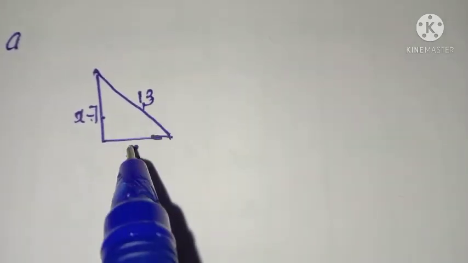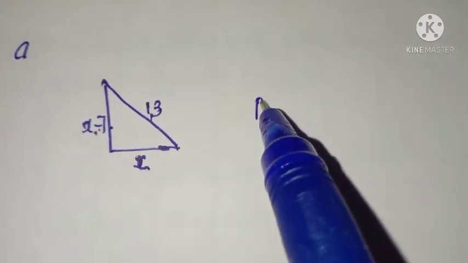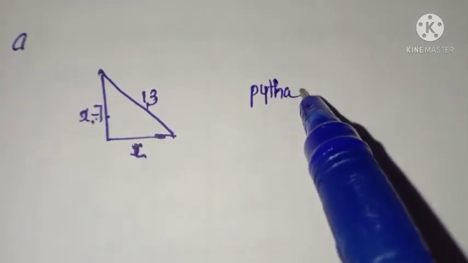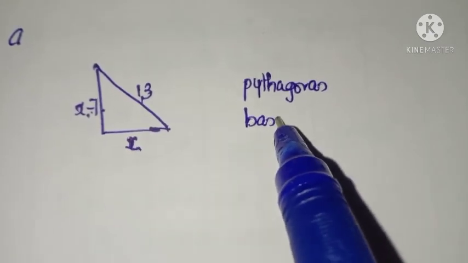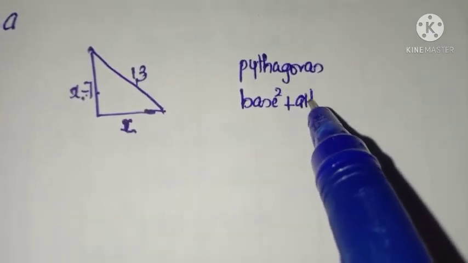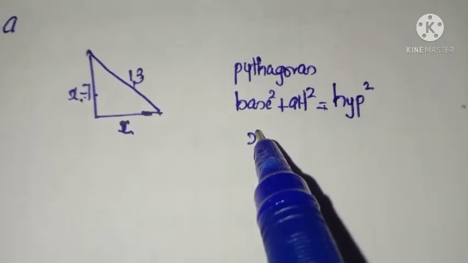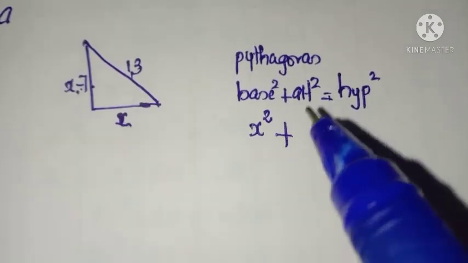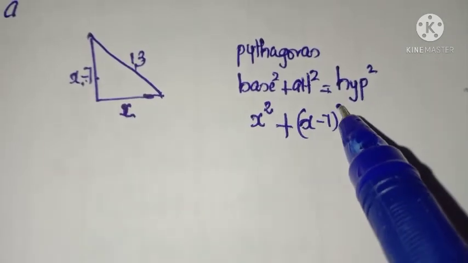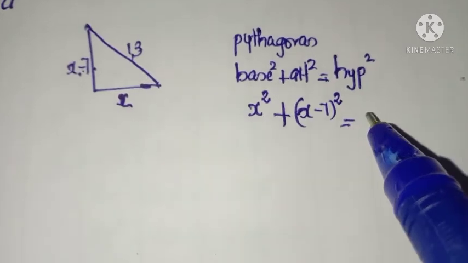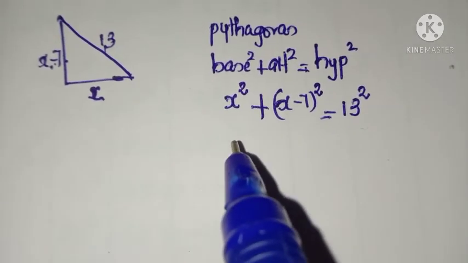So hypotenuse, base, altitude. So we can apply Pythagoras theorem. What is Pythagoras theorem? Base square plus altitude square is equal to hypotenuse square. So what is base here? X. So x square plus altitude is x minus 7, whole square, equal to hypotenuse square, that is 13 square.